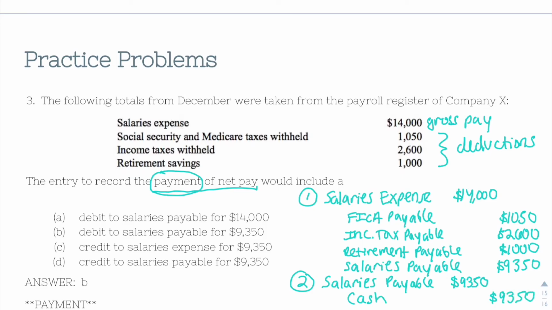So this is what it's asking, the payment of net pay, and then which would it include? It would include a debit to salaries payable for $9,350. So a bit of a trick question, because you might think it's a credit to salaries payable for $9,350 because that would be what's right here, but it's asking for the payment. So instead it's going to be a debit to salaries payable because you're paying the salaries. You're paying net pay to your employees.